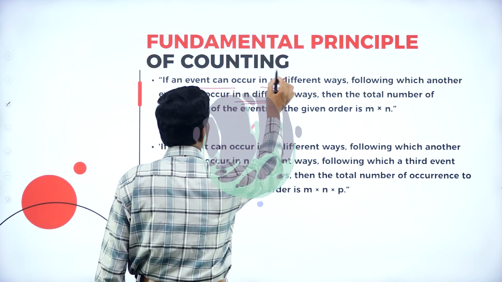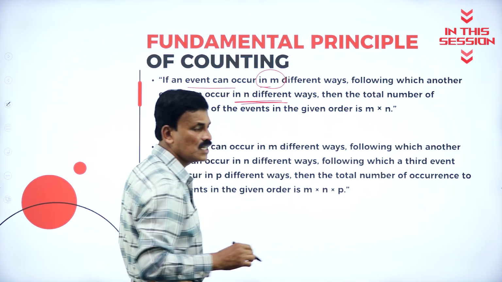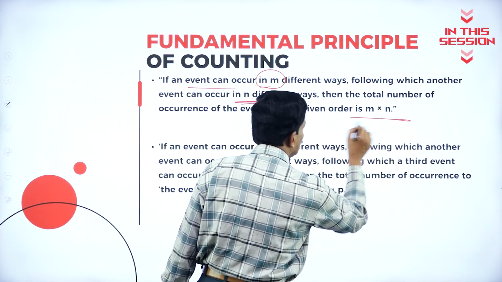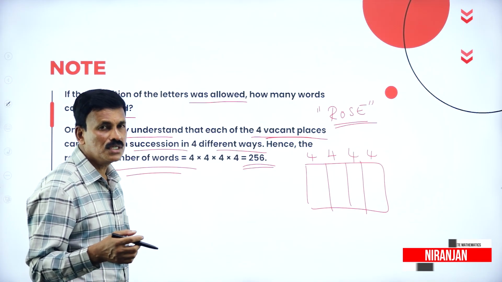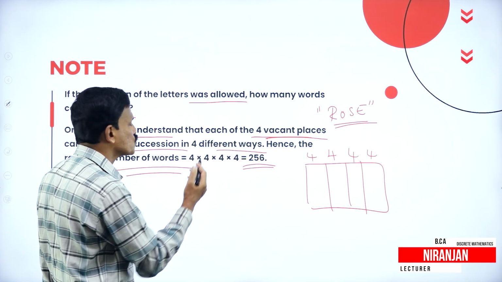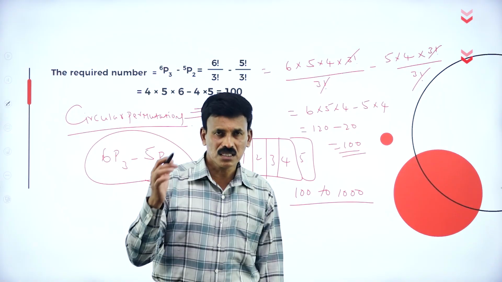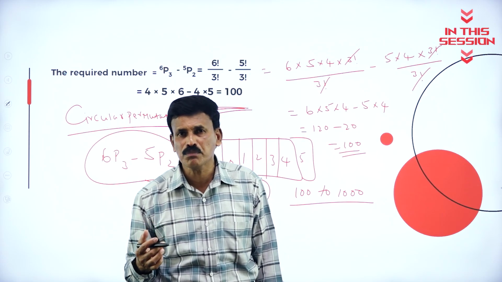If an event occurs in m different ways, following which another event can occur in n different ways, then the total number of occurrences of the events is given by m into n. Whenever repetition is allowed, 256 four-letter words can be formed. The arrangement of n objects in a circle is called a circular permutation.